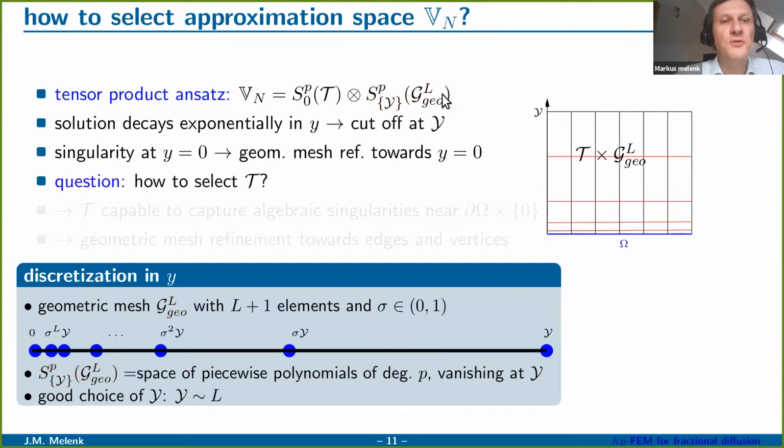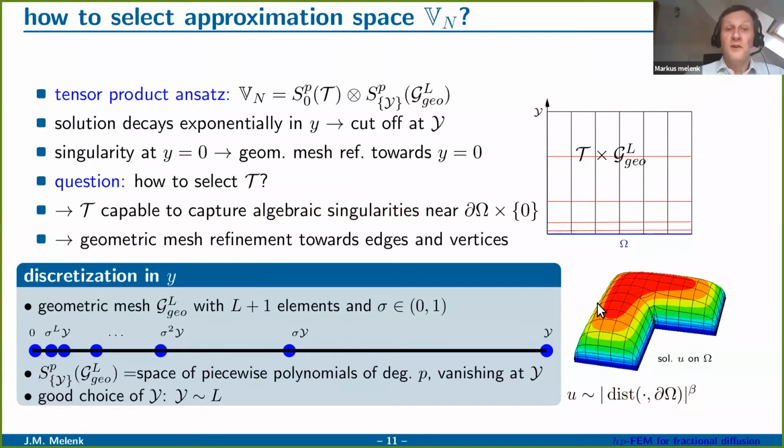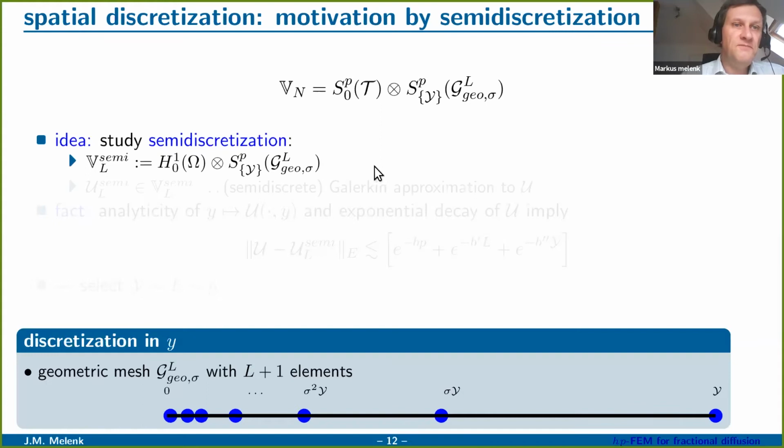So the question is, how should we choose the mesh in omega, so the triangulation T? Morally speaking, we know already what's going on, because we know that we should capture these algebraic singularities, these edge singularities near the boundary of omega. So we expect geometric meshes to work well. The technical trouble is that we don't have a full regularity theory for the solution of the extended problem. So this is why we proved an exponential convergence result in a different way. So this is the finite element space that we want to use.